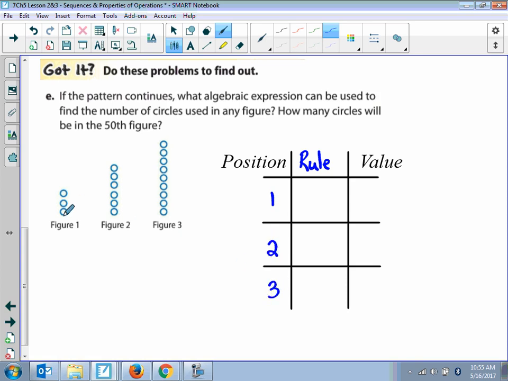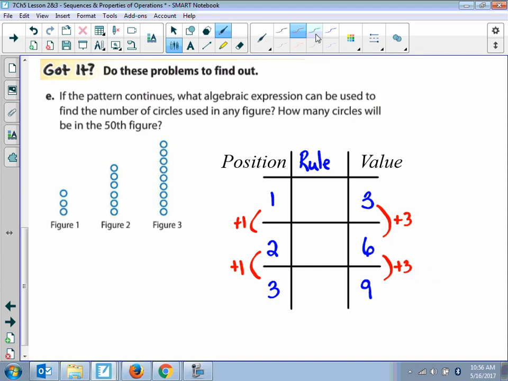Now, how many circles do I have in figure 1? 3. How many do I have in figure 2? 6. And how many do I have in figure 3? 9. Very good. Now, looking at our patterns again, each time here, you're adding 1, right? And then over here, each time you're adding 3. So, what's our delta y over delta x? 3 over 1, or just 3.